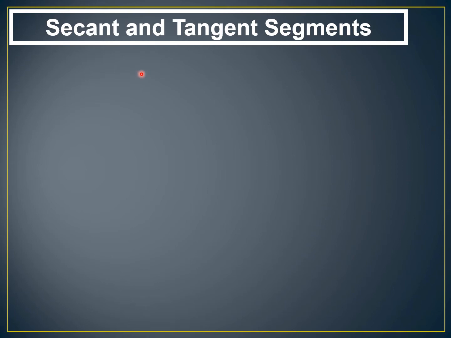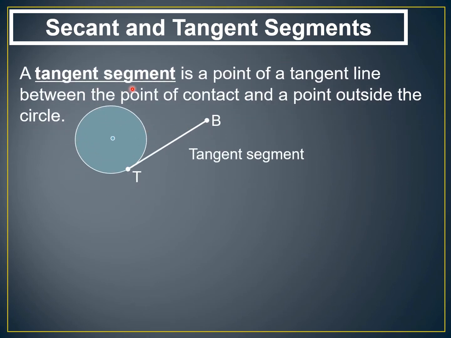We also have secant and tangent segments. So, here we have tangent segment. Tangent segment is a part of a tangent line between the point of contact and a point outside the circle. So, dito sa figure na to, yung point T at saka point B, pag kinonnect natin, it will create a tangent segment. This tangent segment is a part of a tangent line that is tangent to the circle.